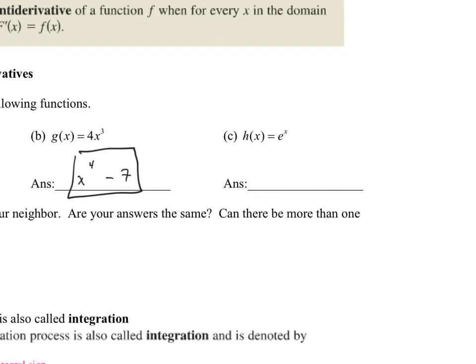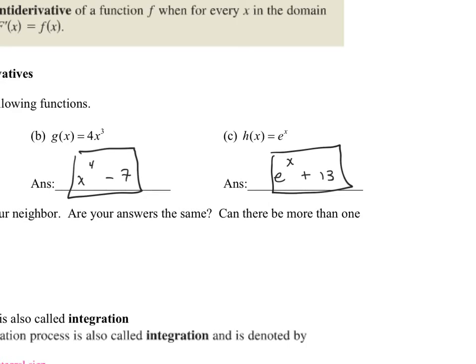How about e to the x? What can you take the derivative of and get e to the x? Well, I know an answer is e to the x, but how about something like e to the x plus 13? Does that work as well? The derivative of e to the x is e to the x. The derivative of 13, because it's a constant, is 0. So e to the x plus 13 is an antiderivative of e to the x.